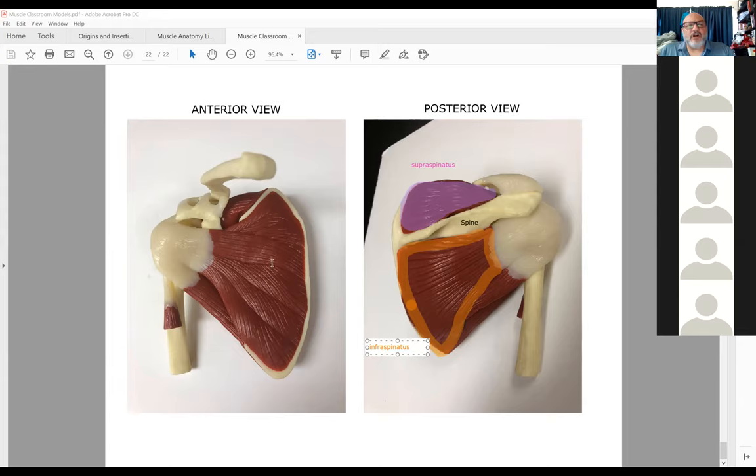Notice over here on the anterior side, which remember we said was underneath the scapula when it is oriented properly in the body, was a big, large indented region. And what did we call this big, large indented region on the underside of the scapula? The subscapular fossa. Excellent.